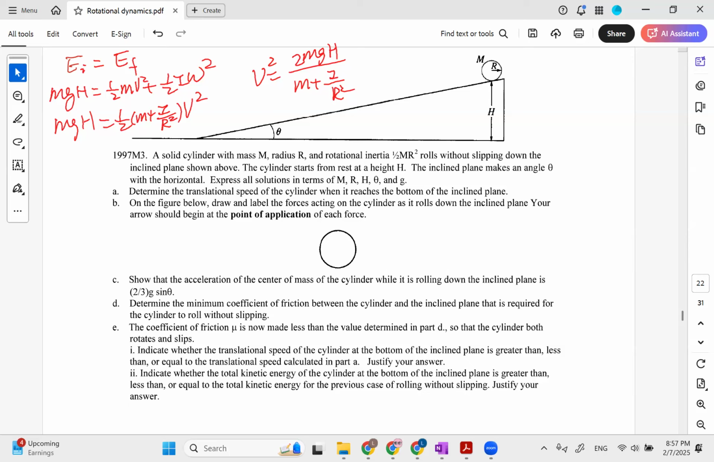Name B, how many forces? How do you draw the force here? That's what we talked about earlier, right? Do you forget?